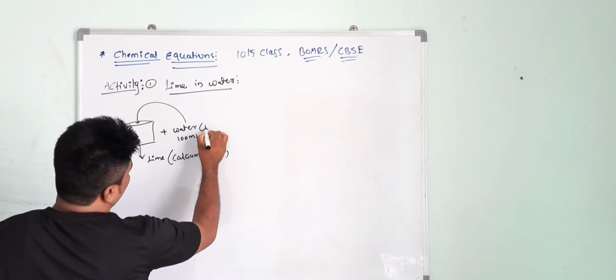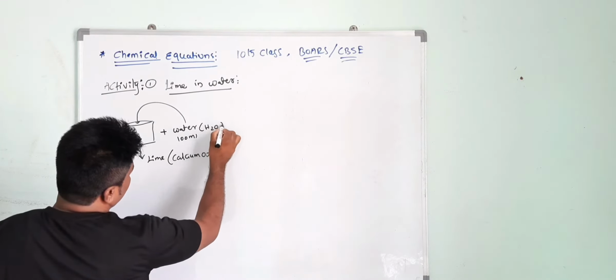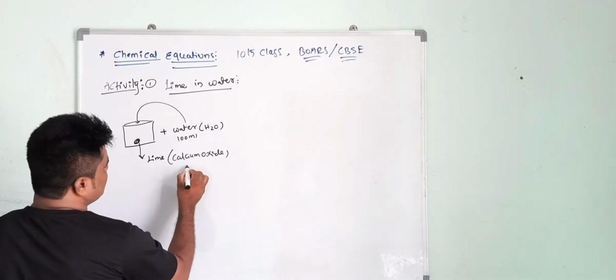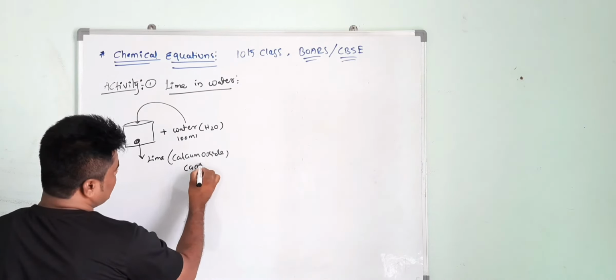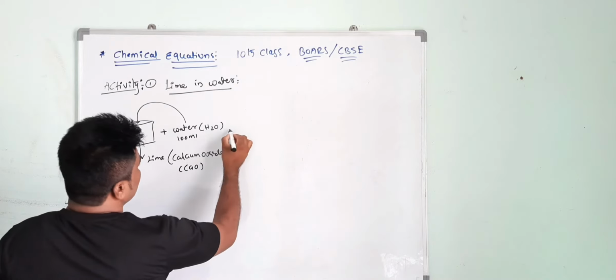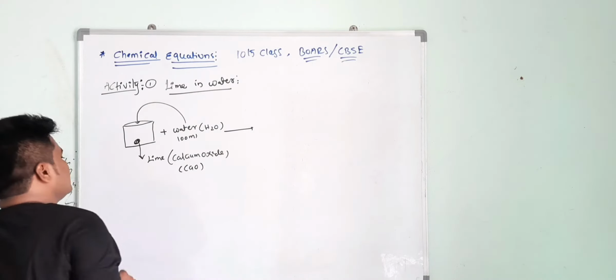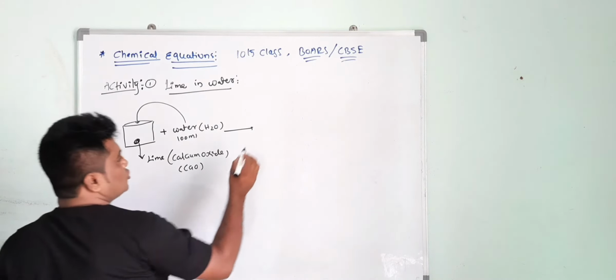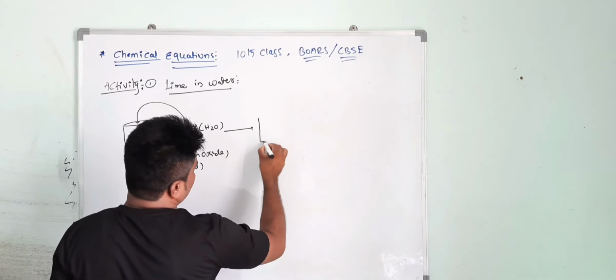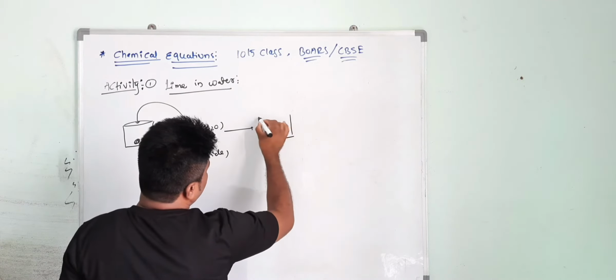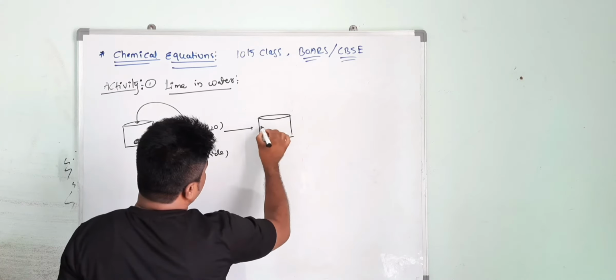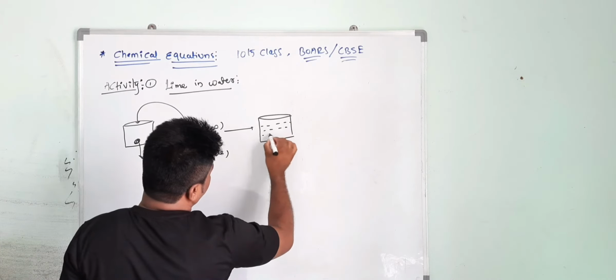What is the formula of water here? H2O. What is the calcium oxide formula? Calcium oxide, CaO. So when you add this water to this 1 gram of lime, you will get one solution, because the lime is dissolved in the water.